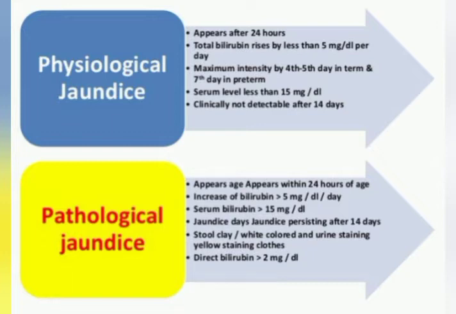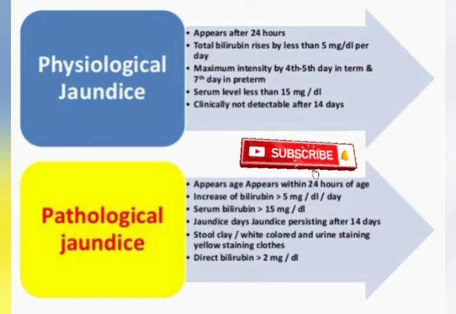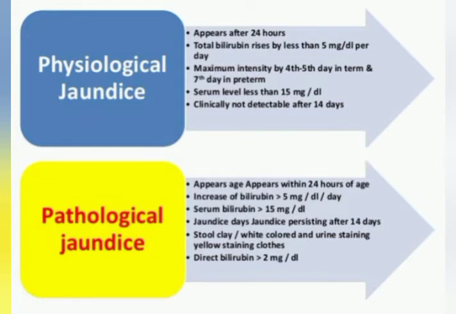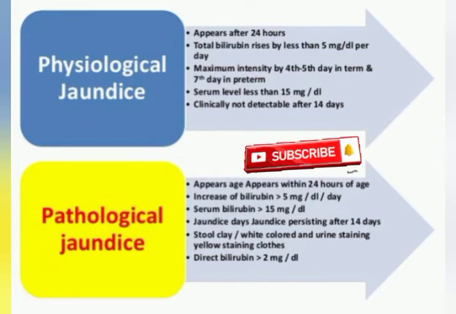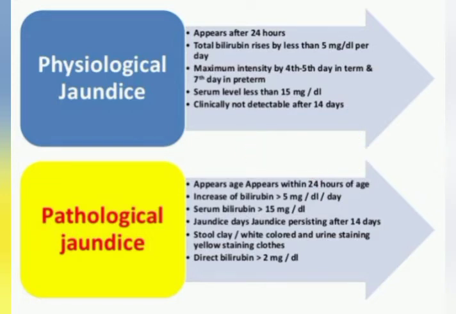Coming to pathological jaundice, it appears within 24 hours of age. The level of bilirubin will be greater than 5 mg per dl per day. The serum bilirubin will also be greater than 15 mg per dl, and the jaundice will further persist after 14 days. The stool color will be clay or white colored, and the urine will be yellow, staining clothes.